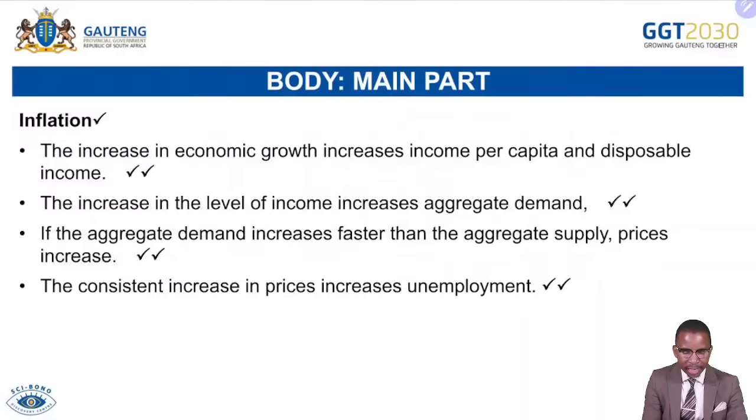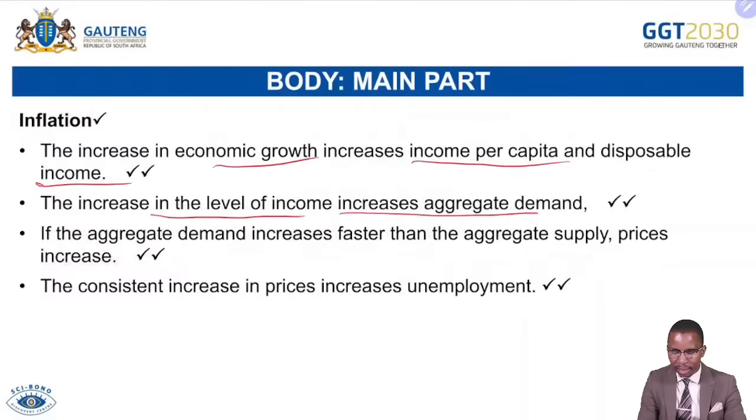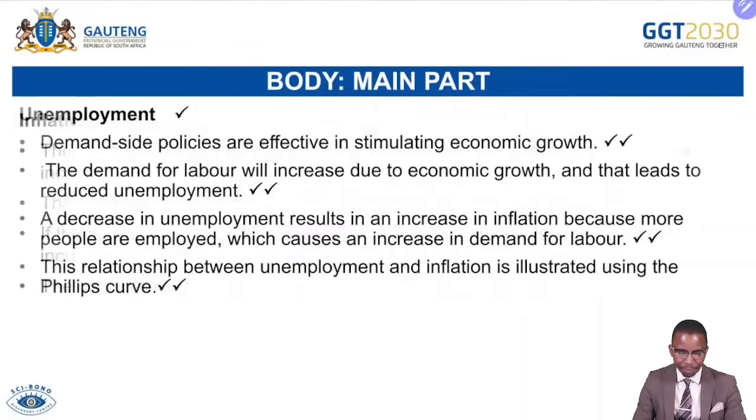Inflation. The increase in economic growth increases income per capita and disposable income. The increase in the level of income increases aggregate demand in the economy. So if the aggregate demand increases further than aggregate supply, or when supply is not responsive to the change in demand, the prices will be increasing. And the consistent increase in price level is known as inflation.